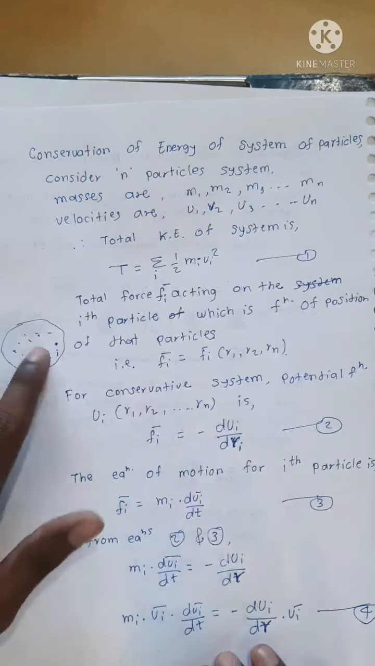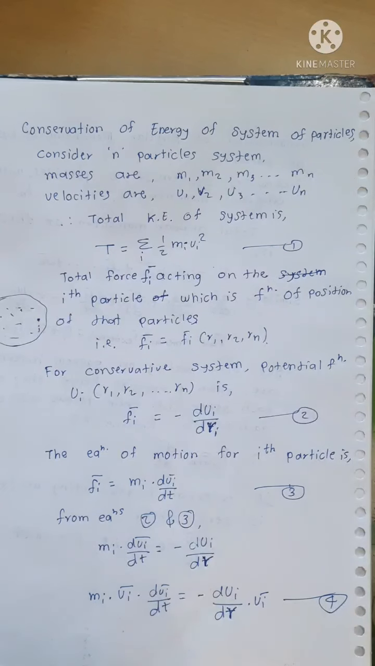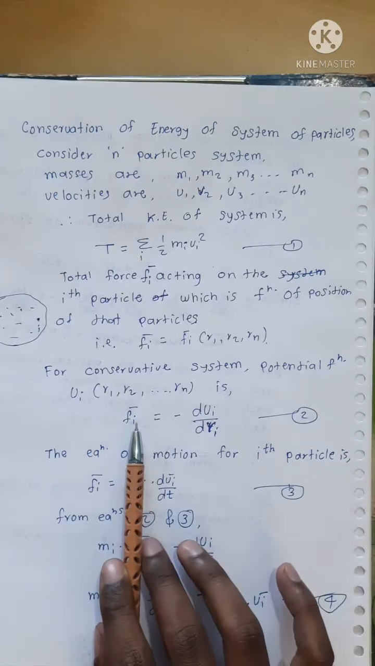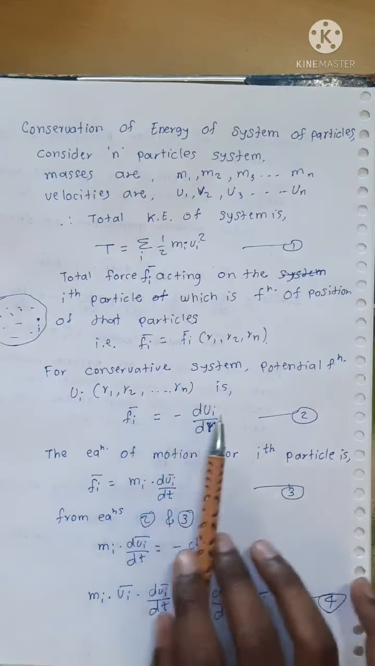So this force acting on this ith particle is a function of all these small or individual distances of other particles in the system. So we are considering a conservative system. For a conservative system, we know the potential is a function of position. So we can write this force acting on the ith particle for a conservative system as the negative gradient of potential, that is Ui. We are taking Ui as a potential.